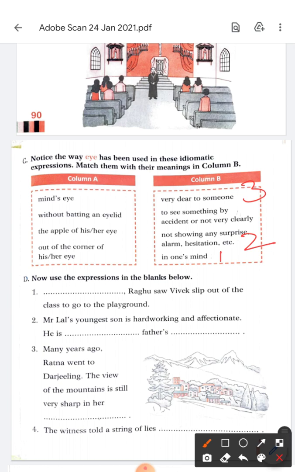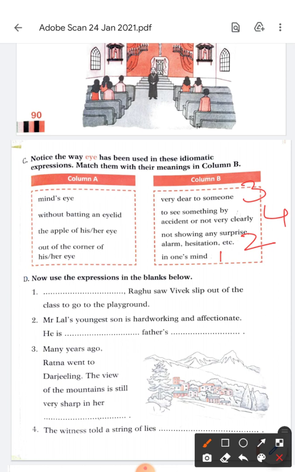Out of the corner of his or her eye, we say when we don't want to do something purposely, but it just happens by chance. So this is to see something by accident or not very clearly, just by chance. Now using these expressions in the blanks below, I'll just tell you. Dash, Raghu saw Vivek slip out of the class to go to the playground.